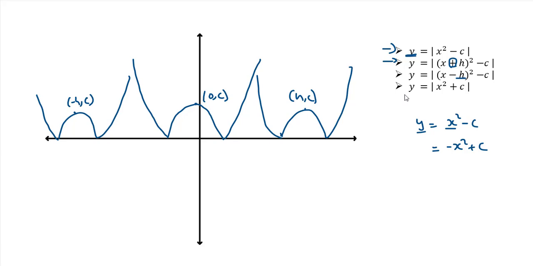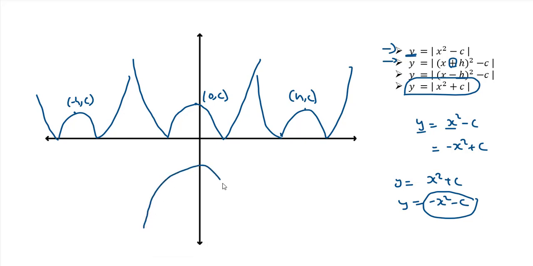Now if we consider the fourth equation, which is y is equal to mod of x square plus c, once we open the mod, we'll get x square plus c and we'll get minus x square minus c. Now focus on the second part, y equal to minus x square minus c. It is symmetric about the y-axis. Because of this negative sign, it will open in the downward direction. And because of minus c, it will be shifted c units downward. So your graph will look like this.